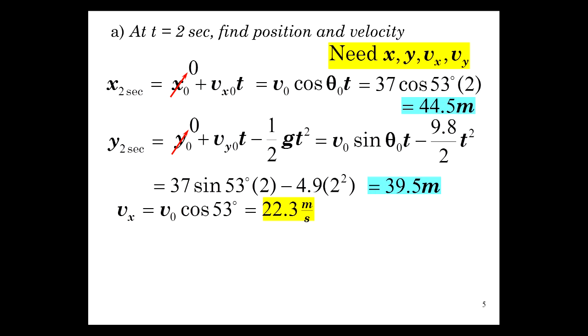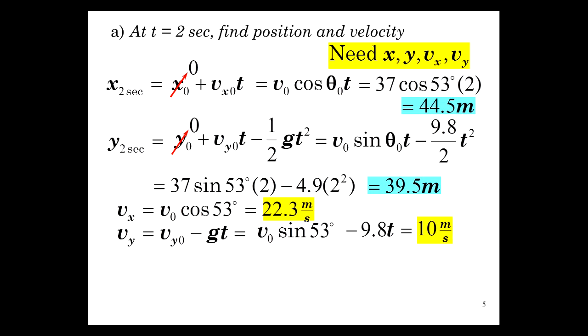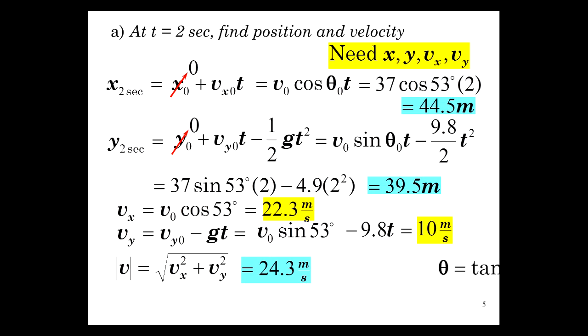Vx, v0 cosine of 53, 22.3 meters per second. Vy, now Vx was just a constant value, it wasn't time dependent. Vy now is time dependent because it's under the acceleration of gravity. So Vy0 minus gt, 10 meters per second. All right, the magnitude of the velocity, square root of the sum of the squares, 24.3 meters per second. The angle, inverse tangent of 10 over 22.3, is 24.1 degrees.